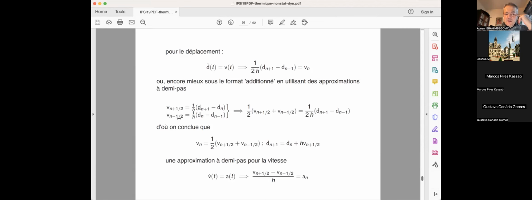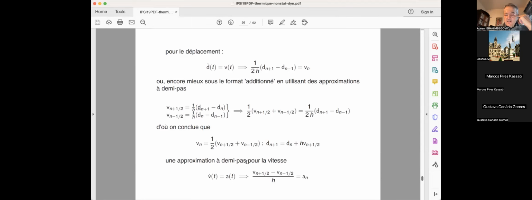And Vn minus 1/2 is equal to 1 over h times (dn minus dn plus 1). So from this comparison of these two results, I can conclude that Vn plus 1/2 and Vn minus 1/2 is equal to 1 over h times (dn plus 1 minus dn). And so if I take that Vn is the average of Vn plus 1/2 and Vn minus 1/2 divided by 2, I can obtain that Vn plus 1 is equal to dn times h Vn plus 1/2.